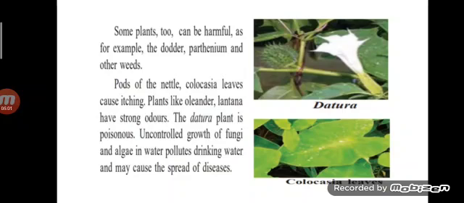Now, sometimes we find green colored substances on water bodies like lakes and ponds. This is nothing but fungi and algae that grow on it. The uncontrolled growth of fungi and algae in water pollutes drinking water, that is, the drinking water may get spoiled, and if we consume it we may fall sick. So this may cause the spread of diseases, and we have to be very careful of all these plants also.